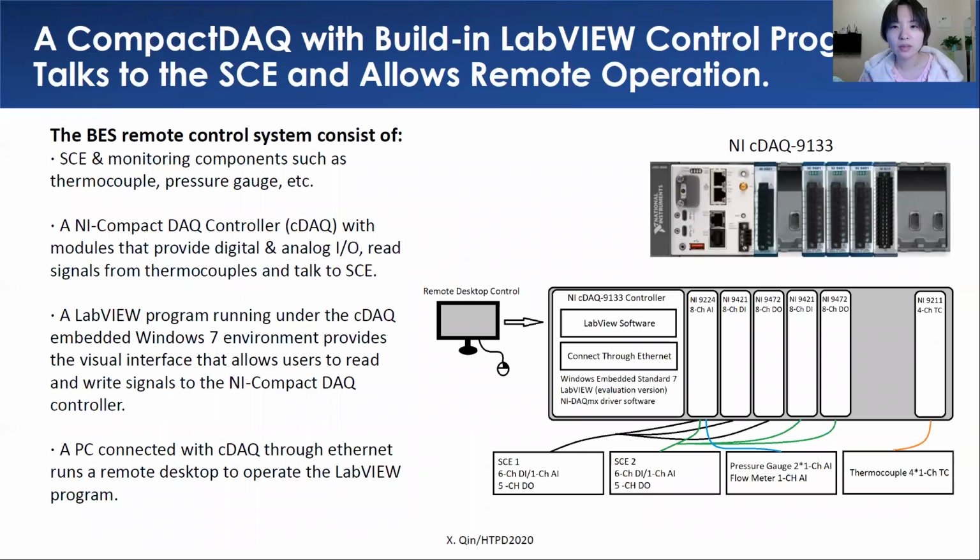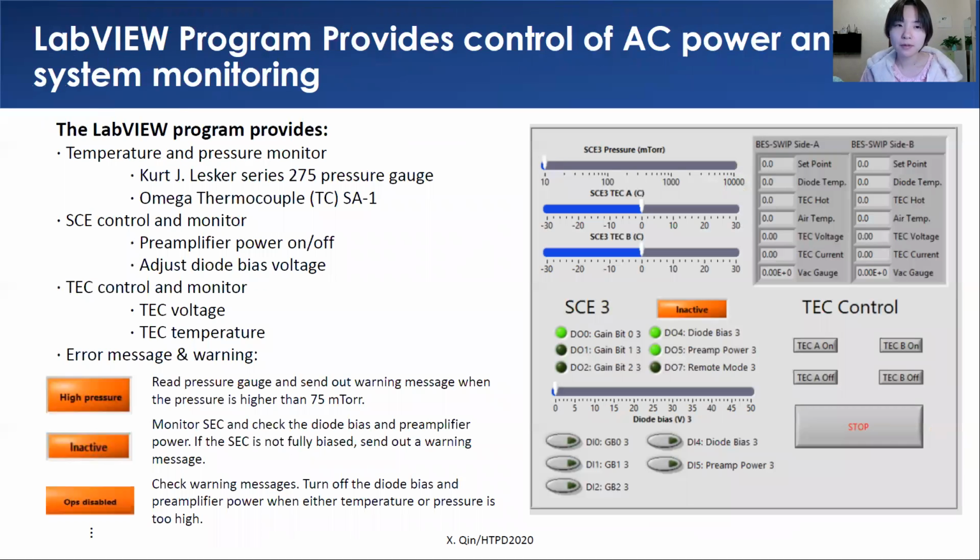A compact deck with built-in LabVIEW control program talks to the SCE and allows remote operation. The LabVIEW control program provides AC power control and system monitoring. It also sends out error messages and warnings when something goes wrong.